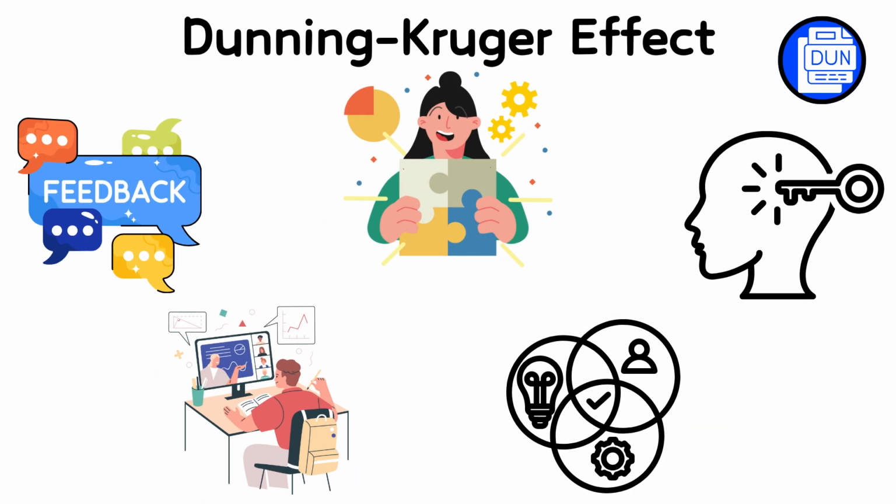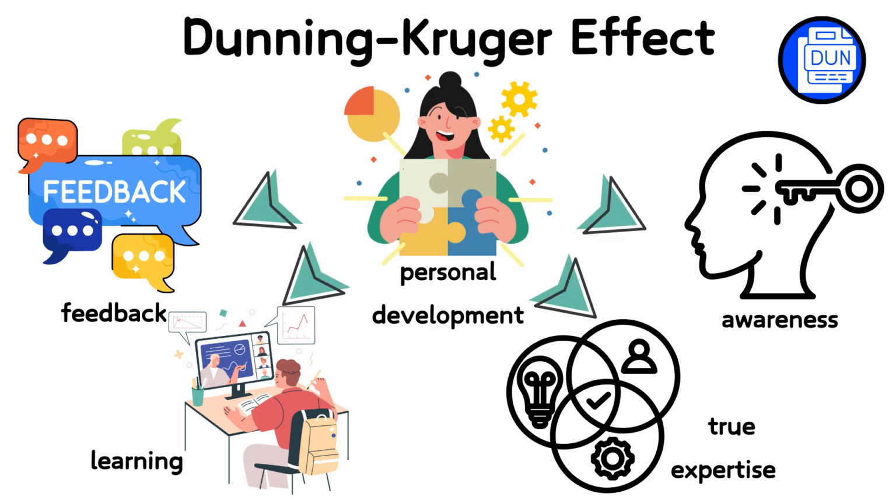Recognizing the Dunning-Kruger effect can help in personal development and in managing teams effectively. It teaches us the importance of feedback, continuous learning, and the humility needed to question our own abilities and knowledge constantly. It reminds us that true expertise often comes with an awareness of how much there is still to learn.